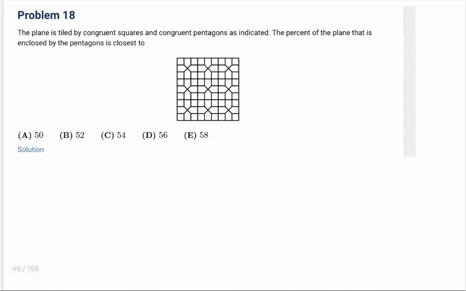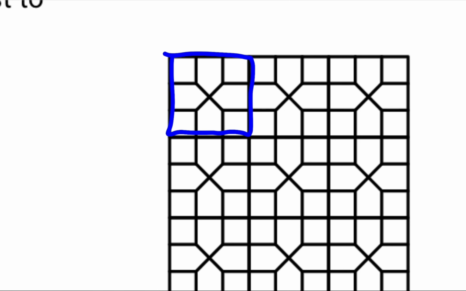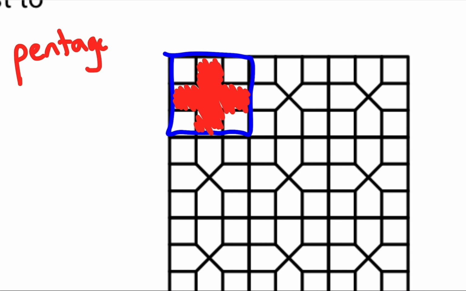Problem 18, the percent of the plane that is enclosed by the pentagons. So these are basically this shape that's patterned, and it's just this being repeated all over again. So if you see here, this much is what it's talking about, since it's talking about the pentagons, and the pentagons are taking up 5 over 9 of the entire space.